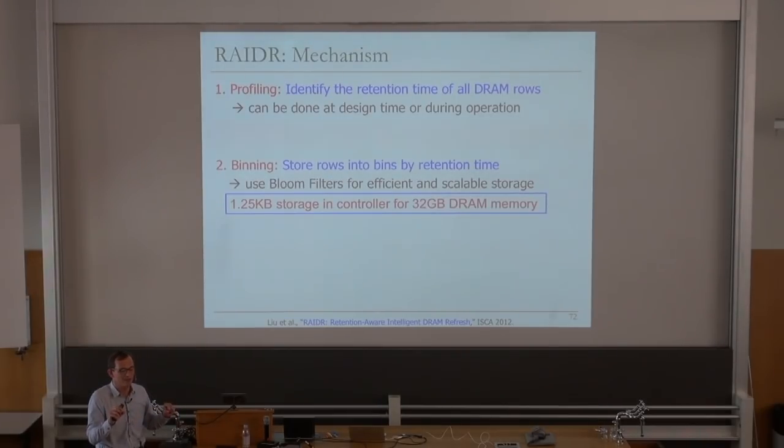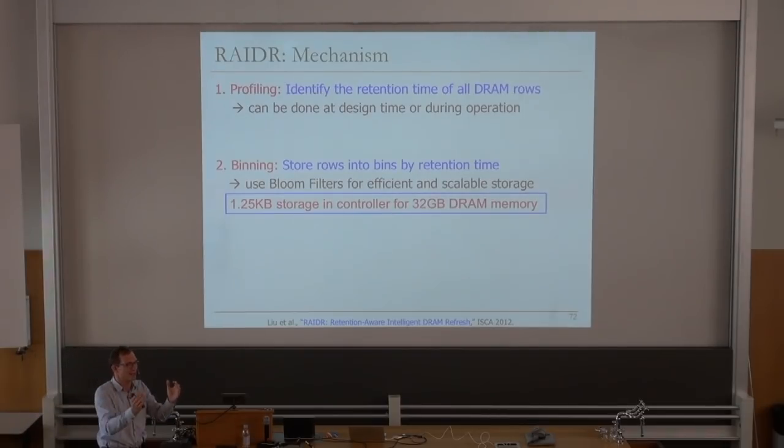For a row that you need to refresh frequently, this data structure, the Bloom filter, should tell you you should refresh it frequently. Right. But for a row that you don't need to refresh frequently, the data structure can tell you, okay, refresh frequently. That's fine. That doesn't cause you correctness problems. Right. So you can have this false positive. When you query, the data structure tells you to do it even though you don't need it, you'll still be correct. That's the idea of a Bloom filter.